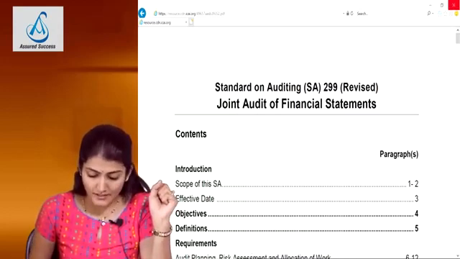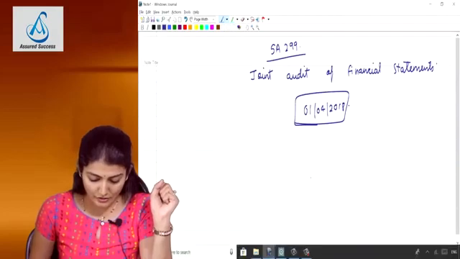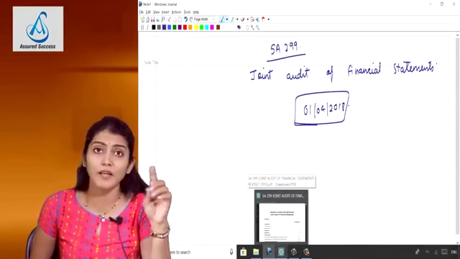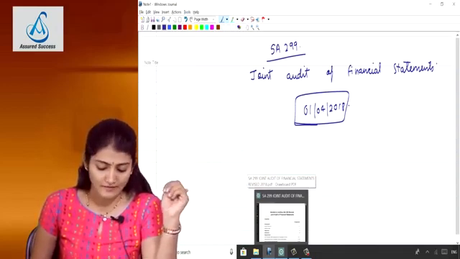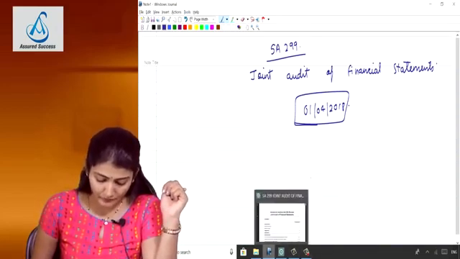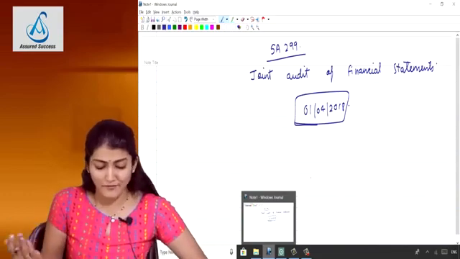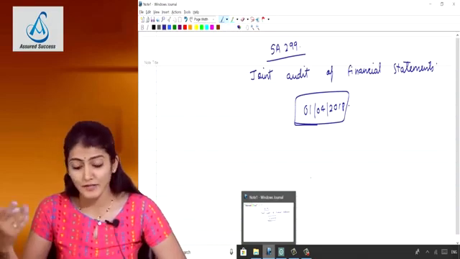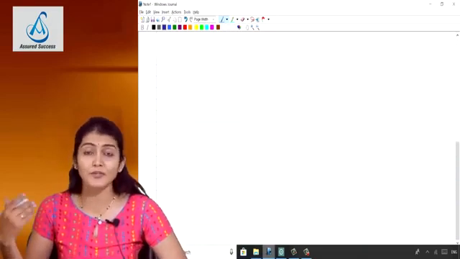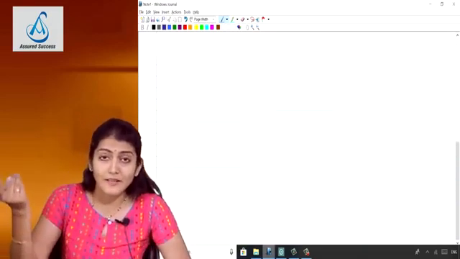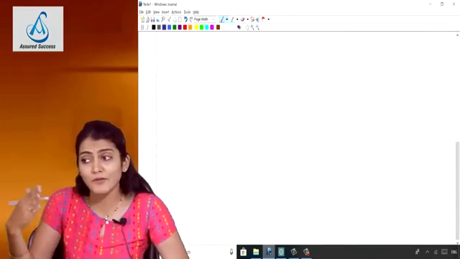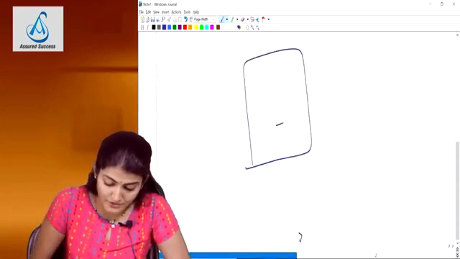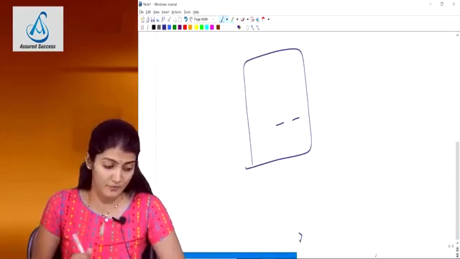So SA 299, which is regarding the joint audit of the financial statements, is a revised standard applicable both at the intermediate as well as at the CA final level. So joint audit, as we already know, is where more than one firm of auditors has been appointed to do the audit of the financial statements. Like we know that in case of Reliance, they always have a policy to appoint joint auditors, where more than one auditor is going to be signing the audit report.